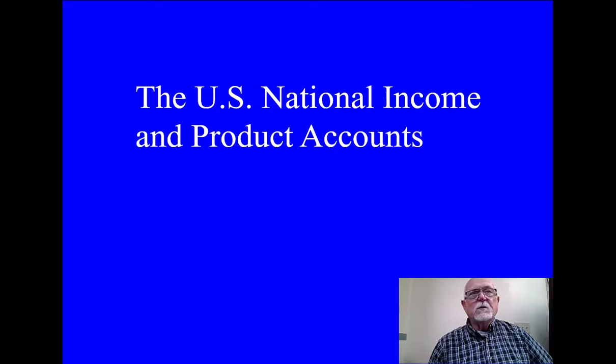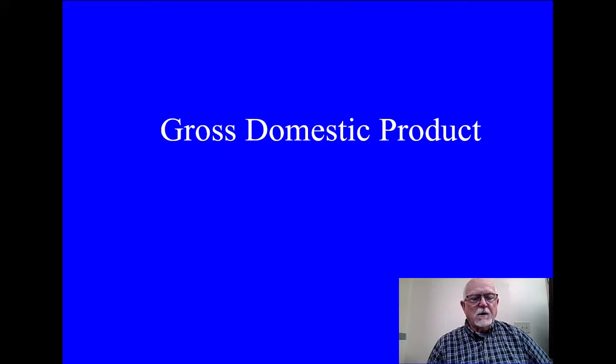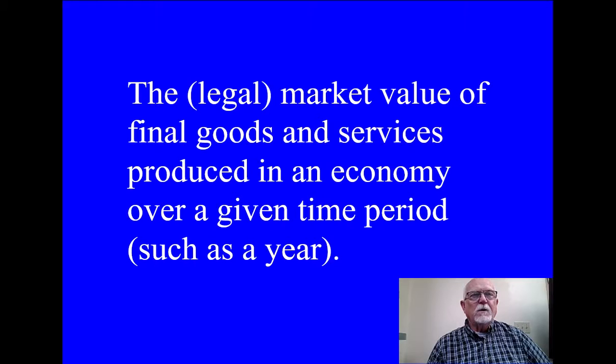Now, again, more specifics about the U.S. National Income and Product Accounts. It's the Bureau of Economic Analysis that tabulates all this data. It's like national bookkeeping, is really what national accounting is. And here's my definition. It will vary with books, but I think there are some important elements here. GDP is the legal, notice legal, market value of final, notice final, goods and services produced in an economy over a given time period, such as a year.